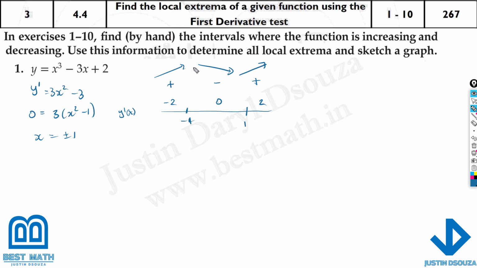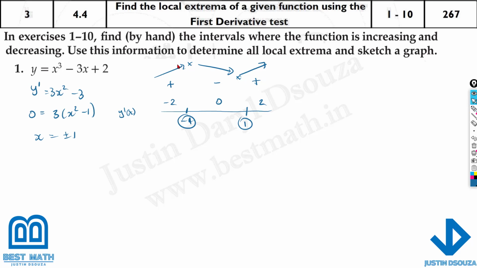And over here, we can see there will be a local maxima and a local minima at minus 1 and positive 1. So you can get this information from this first derivative test. And if you want to graph, you can do concavity and all that, but there are easier methods to figure out which is the graph.